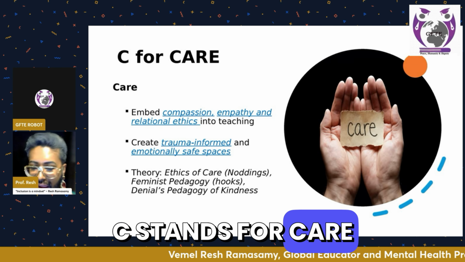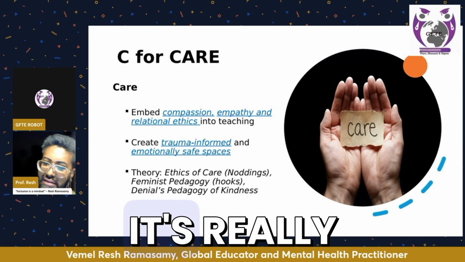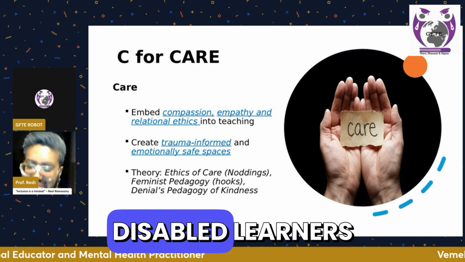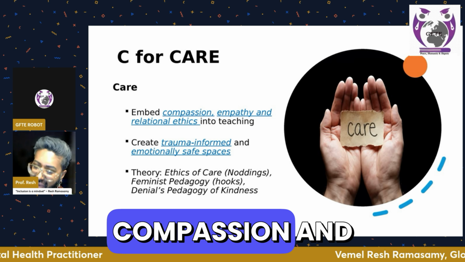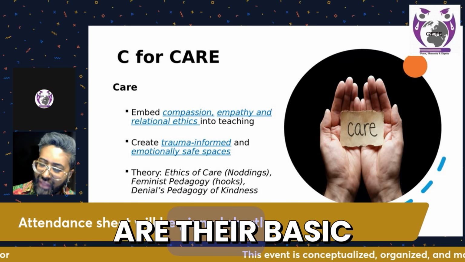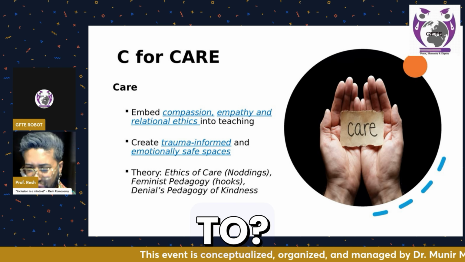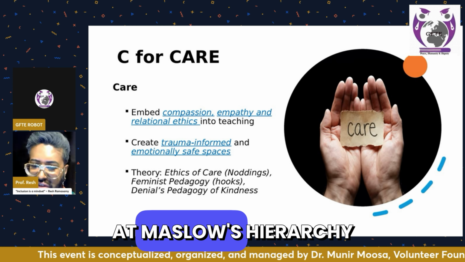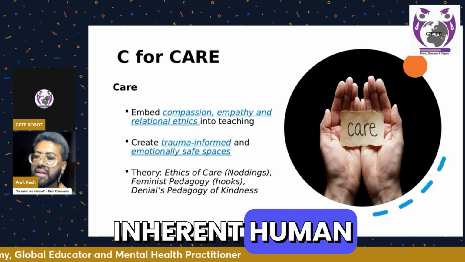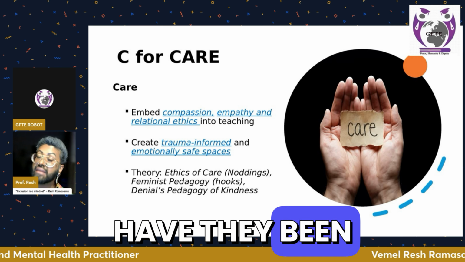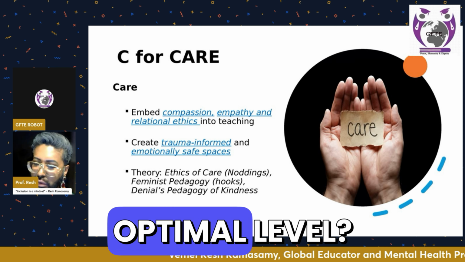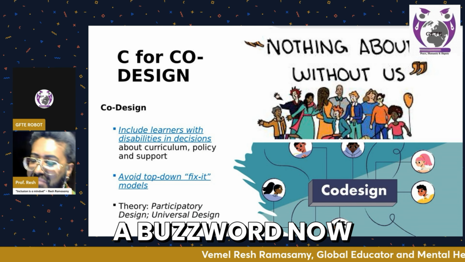C stands for care. It's really important that we approach disabled learners from a place of compassion and care. So we need to always consider, are their basic human needs attended to? Often I look at Maslow's hierarchy of needs. Those basic inherent human needs, have they been addressed to support the person to perform at an optimal level?